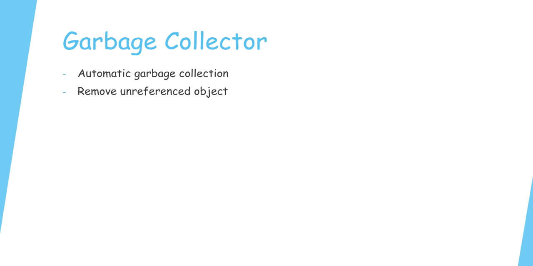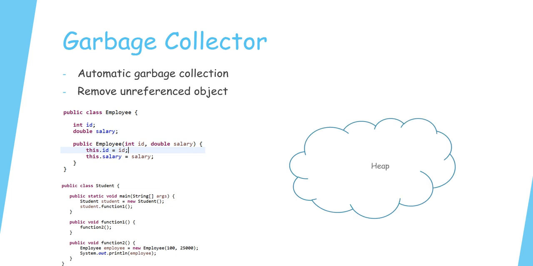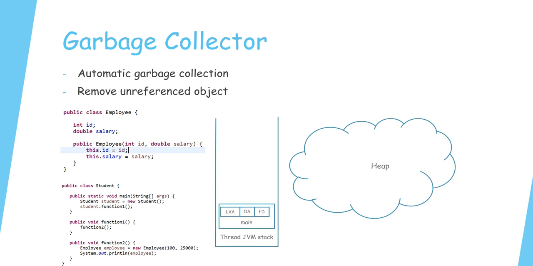Let's take a look at one example to understand this better. Let's say we have this class employee and we have this class student. In this class we have three methods: main method, and from main method we are calling function1 method, and from function1 method we are calling function2 method, and in function2 we are creating an object of employee. Now when we run this application, the heap will be created, and when the execution comes to the main method, one frame will be pushed on this thread JVM stack this way.